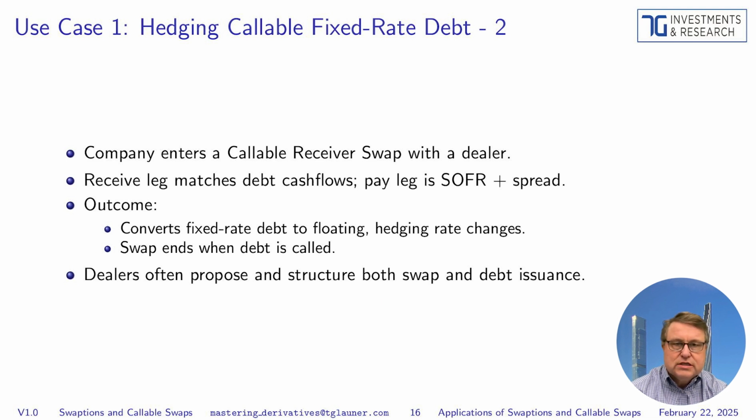The pay leg consists of SOFR, Secured Overnight Financing Rate Index, plus a spread. This structure converts fixed rate obligations to floating rates, thereby hedging against the rate changes effectively. Importantly, when the underlying callable debt is redeemed or called by the issuing company, the swap also terminates. Dealers who understand both market dynamics and specific client needs often propose and help structure both elements, the callable receiver swap and its associated callable fixed rate debt issuance.